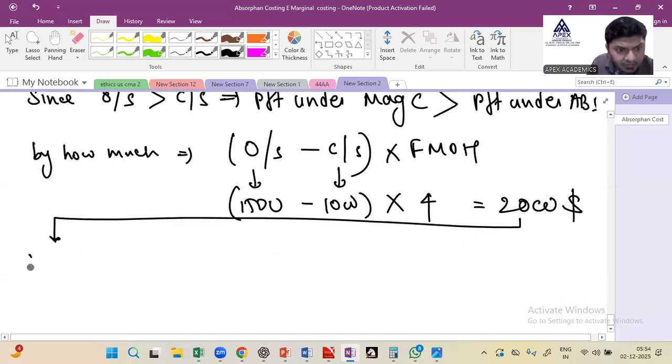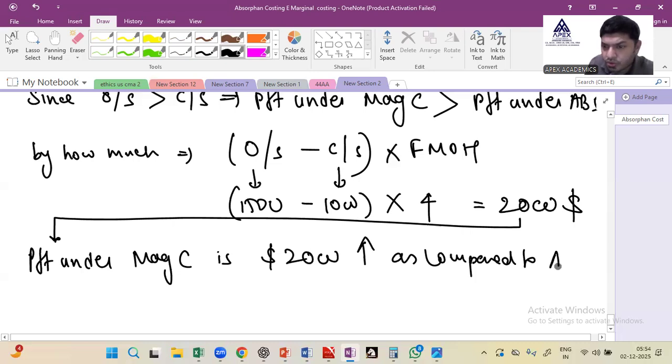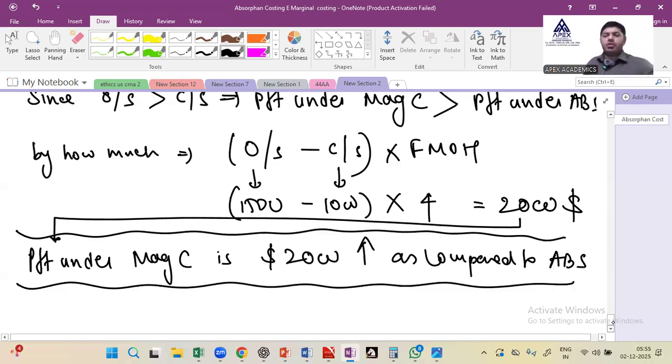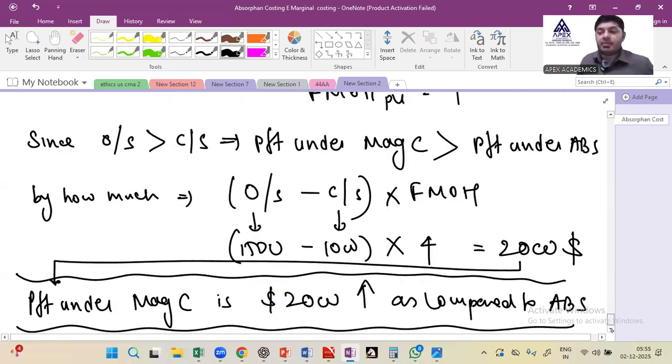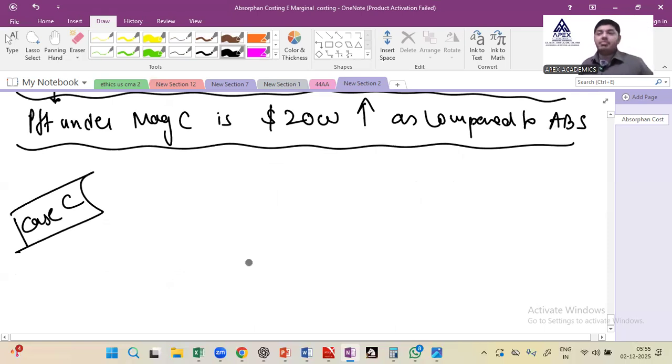Over here, the profit under marginal costing, that is direct costing or variable costing, is $2000 higher as compared to absorption costing. As compared to what? As compared to absorption costing. This was your case number B. Now let's come to your more interesting and more important case number C.